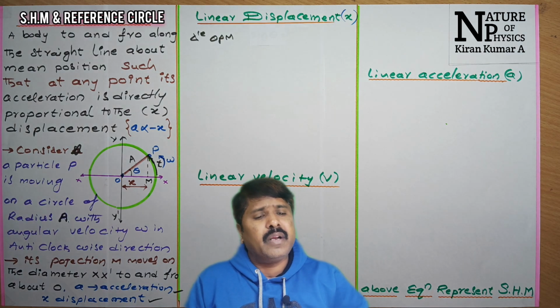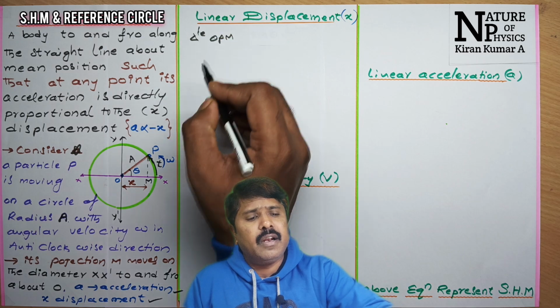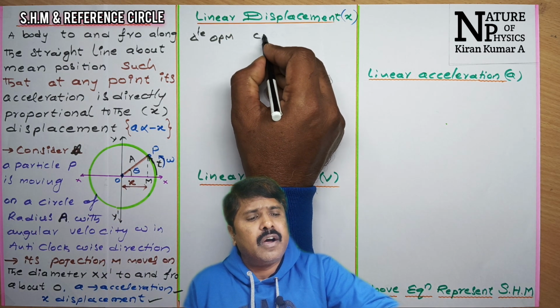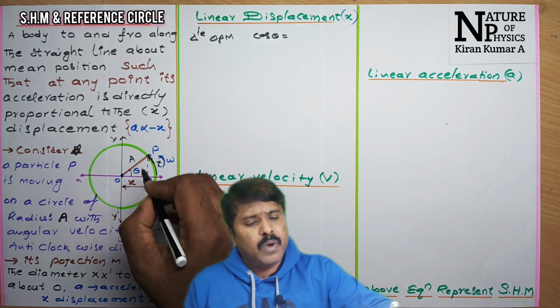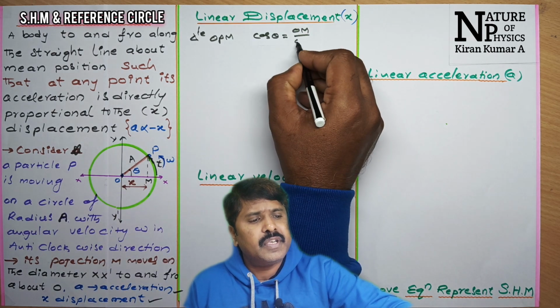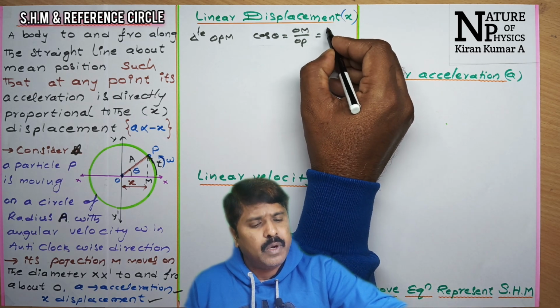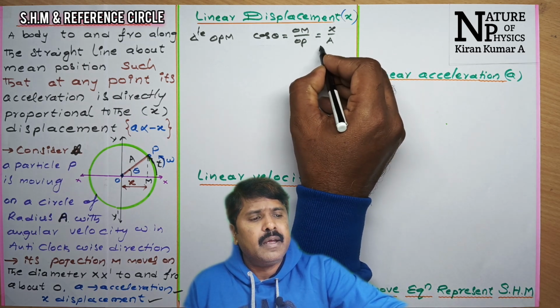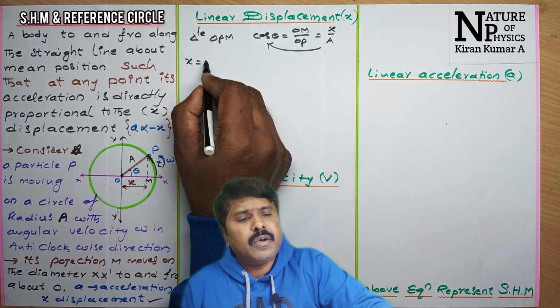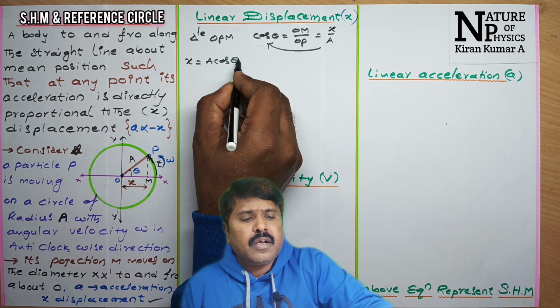SHM equation. For this, consider triangle OPM. From this, cos theta is equal to the adjacent side OM divided by the hypotenuse OP, so that is equal to x divided by A. By cross multiplication, I get x is equal to A cos theta.